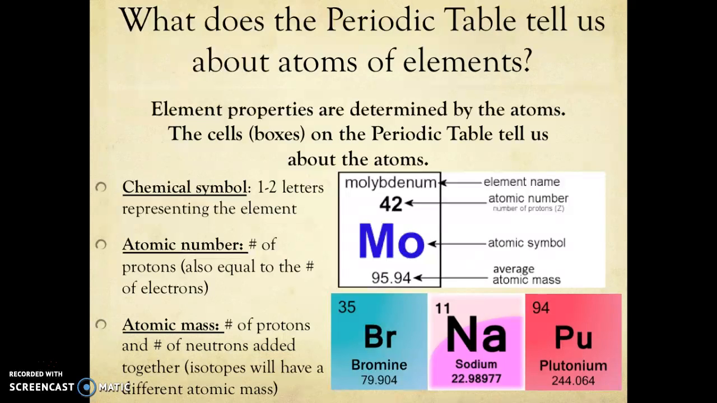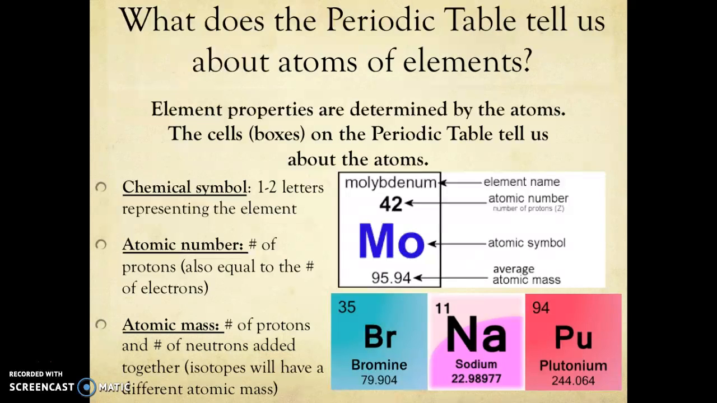But there are two numbers that are important to tell us about the atoms. We have the atomic number and the atomic mass. Now the atomic number is the number of protons. It's also equal to the number of electrons if that particular atom is neutral. So we can find the number of protons and the number of electrons just by looking at the atomic number.